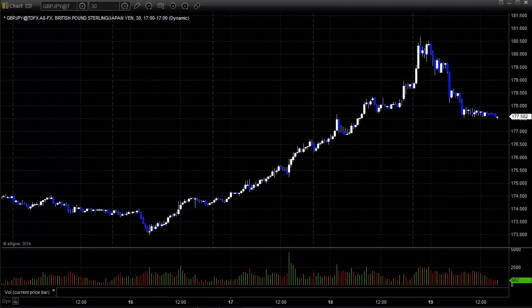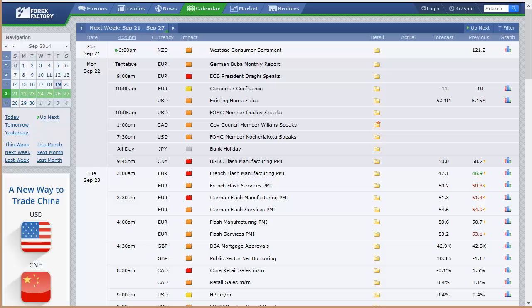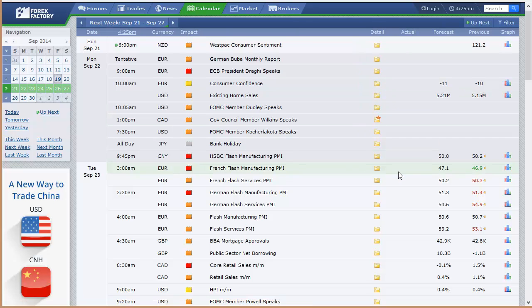All right, so what do we have for the week ahead? Let's roadmap and get ready to go here. Sunday, Westpac consumer sentiment out of New Zealand. We just finished triple expiration, so that's behind us in the markets. Monday, consumer confidence out of Europe, existing home sales here in the U.S., speech from a Fed member, speech from another Fed member. Bank holiday in Japan for Tuesday.